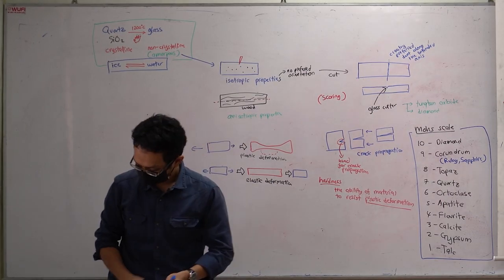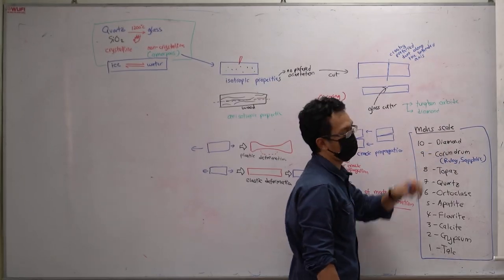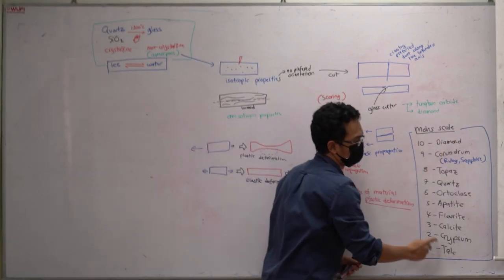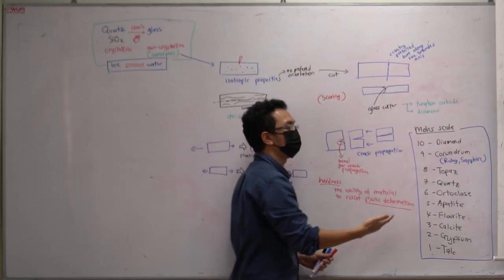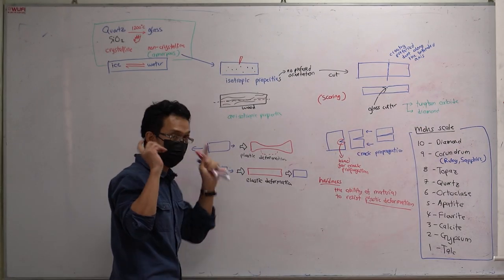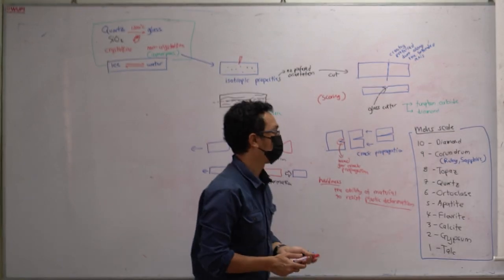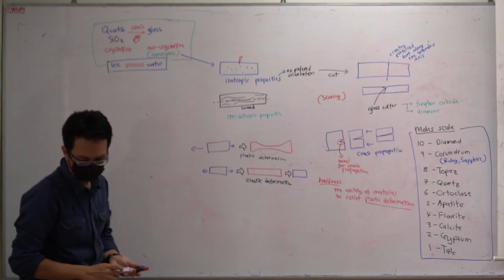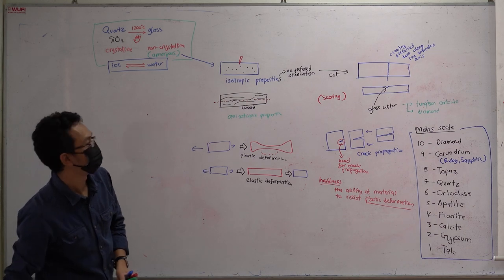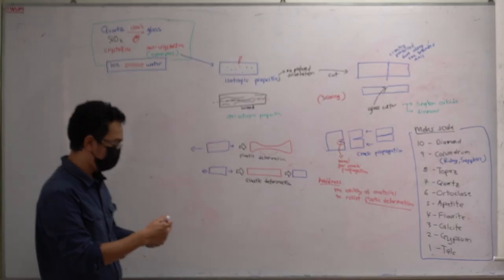So there's the Mohs scale. Okay? Here you can see the hardest material is diamond. But diamond is a naturally occurring mineral. There are synthetic ones that are harder than diamond. But in terms of natural minerals, there are things that are harder than diamond. What is talc? Okay. So there are things that are higher than diamond.